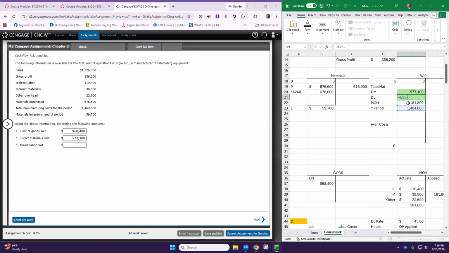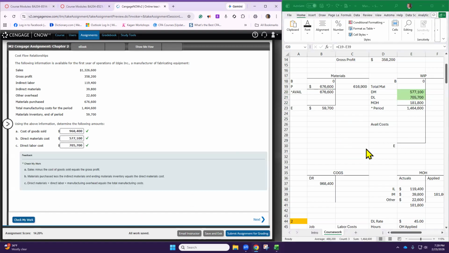Okay, going to subtract direct materials and subtract overhead. Okay, so there we have 705,700. Before I ask to look at my answer, just for fun, I am going to add up these three numbers. If you highlight these, does that equal 1,464,600? And you look down here and why, yes, it does. So that is correct. So I think we're in pretty good business there.